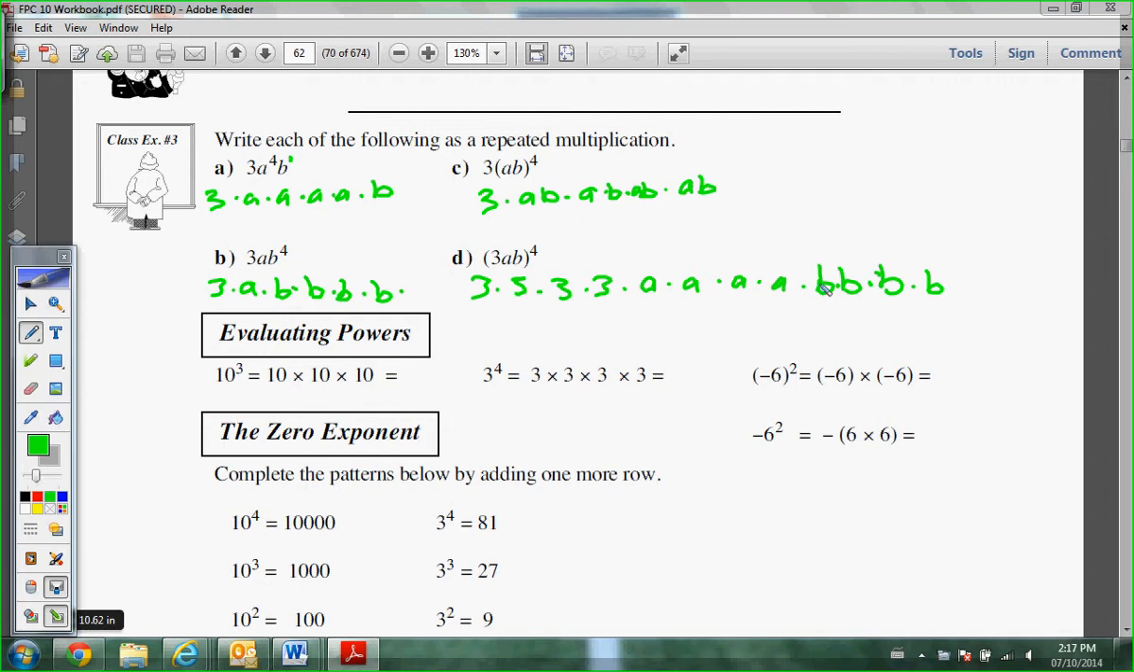Okay, evaluating powers. 10 times 10 cubed would be 1,000. Evaluate means find the value. Okay, 3 to the 4th. Anybody know what 3 to the 4th is? 81, good. 3 cubed is 27, so 3 to the 4th is 81. Negative 6 squared. What's a negative 6 times a negative 6? The positive 36, right? It's a negative, but it's an even exponent, so we're landing positive. Okay, it's a negative with an even exponent.